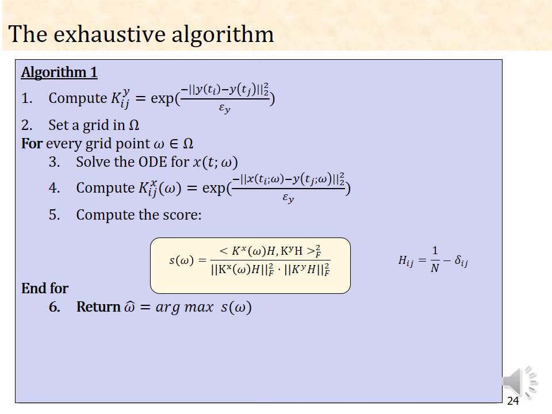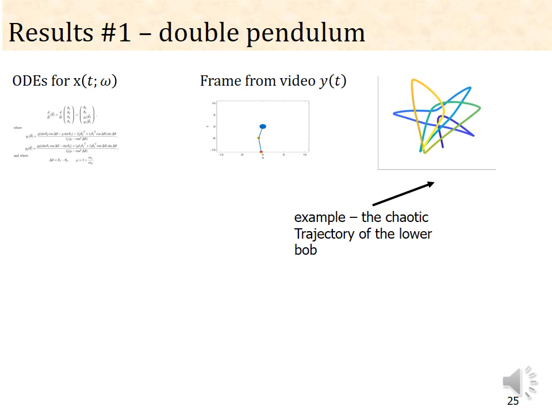And so for every small omega, I solve the ODE. I compute the model kernel, k super x, and I compute the score, the same score that you just saw. What do I return? I return as omega hat, the estimator for the true parameters, the maximizer of the score. Now let's see that in practice.